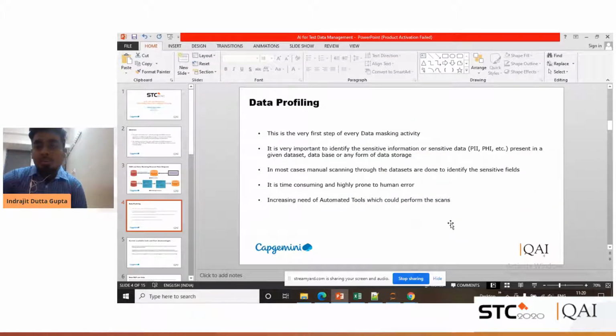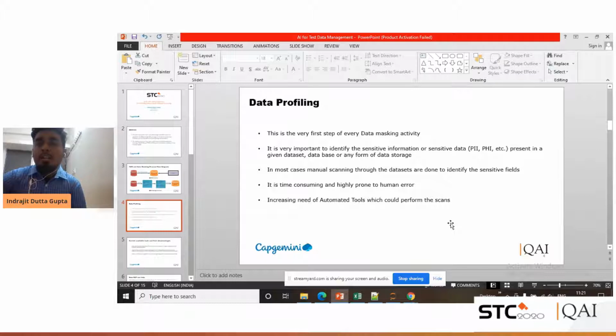Now, what is data profiling? As we now understand that data masking is a pretty important activity in the TDM flow, data profiling is the first step when we want to do data masking. Data profiling is the identification of the sensitive data fields present in the database. Let's say there's an application which has a database using 100 tables. In those 100 tables, there are columns which have sensitive PII information.